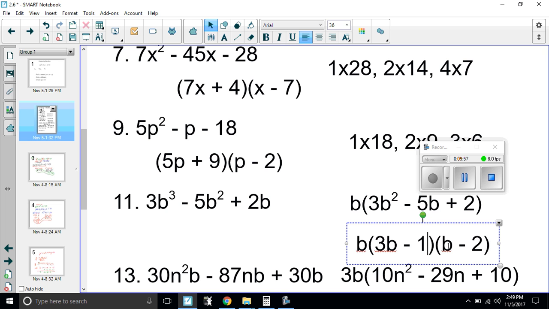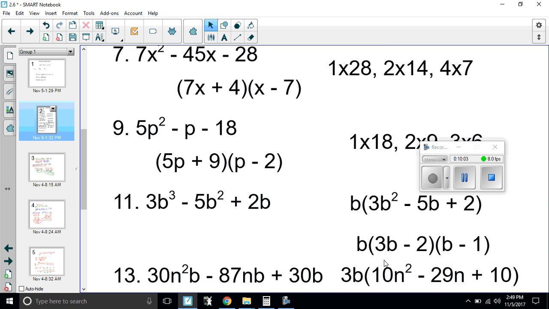So I know these are the right numbers, but they must be in the wrong order. So let's try this. 3b times negative 1 is negative 3b. Negative 2 times b is negative 2b. So negative 3b plus negative 2b is negative 5b. That checks out.